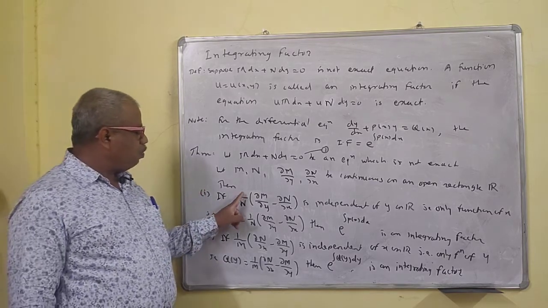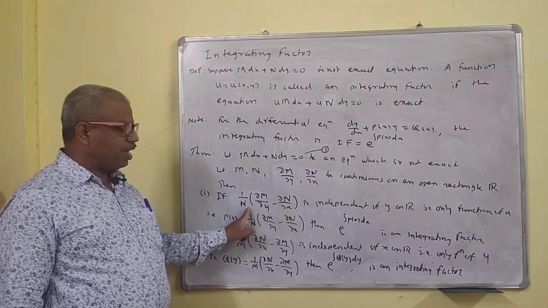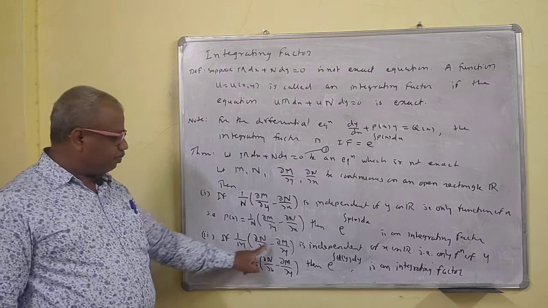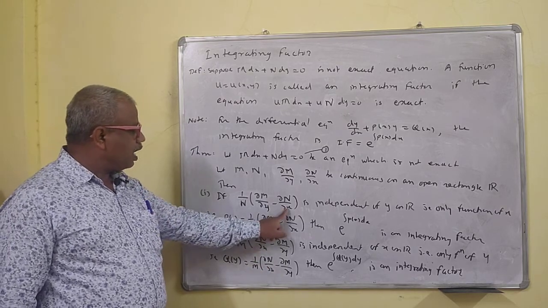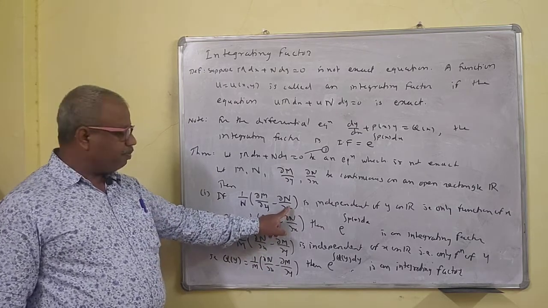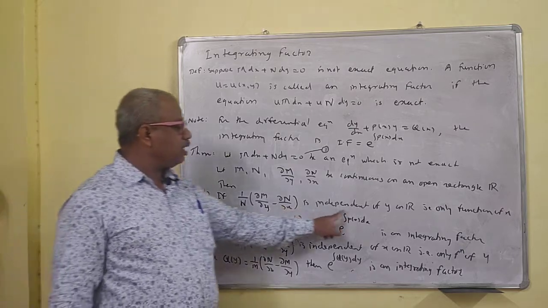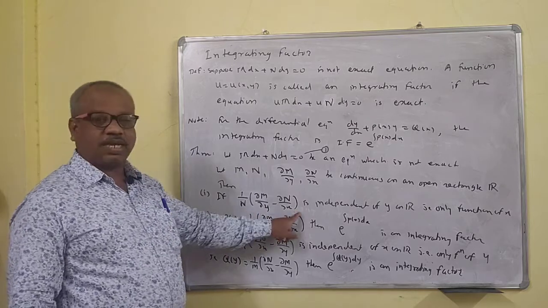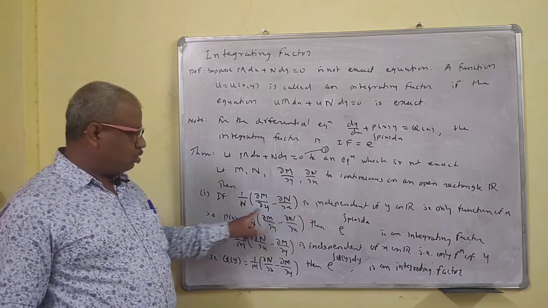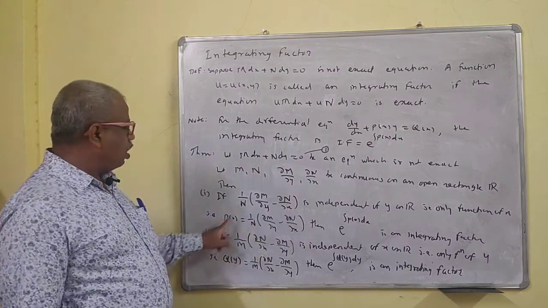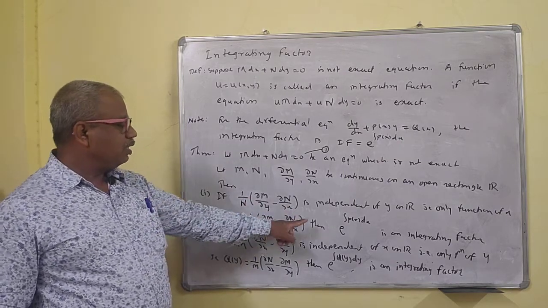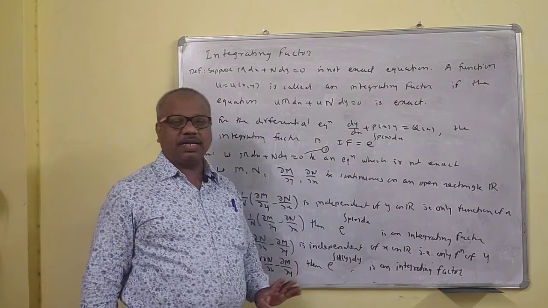Now, in the first method, if 1 by N times dou M by dou y minus dou N by dou x is independent of y, that means this expression does not contain y, only a function of x. We call it p of x. Then e to the power integral p of x is an integrating factor.